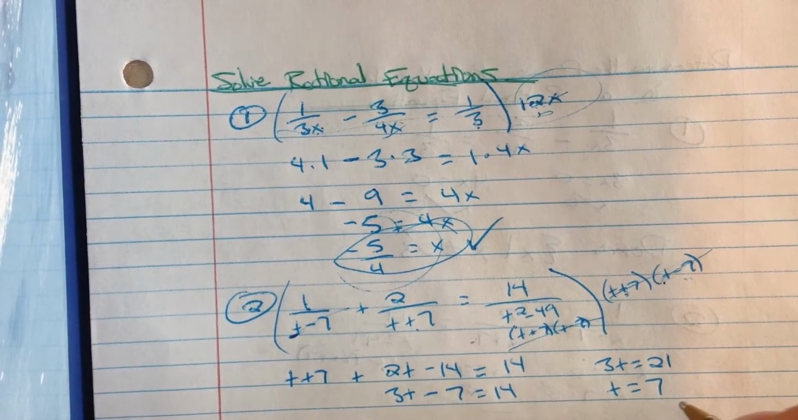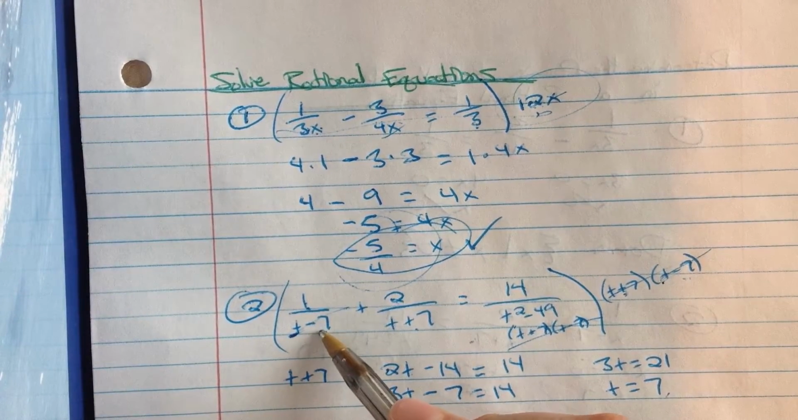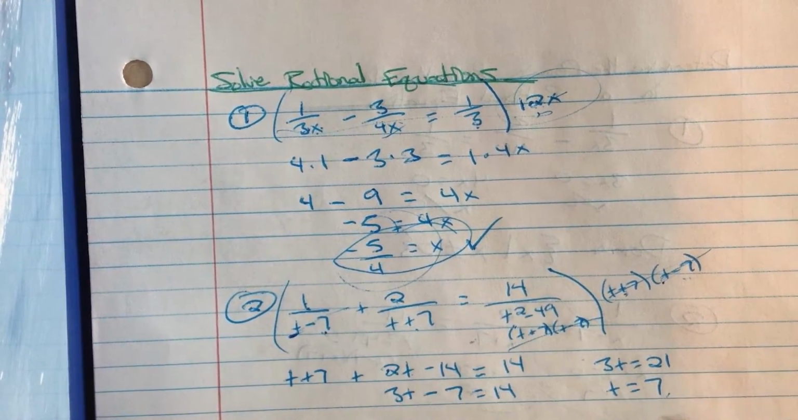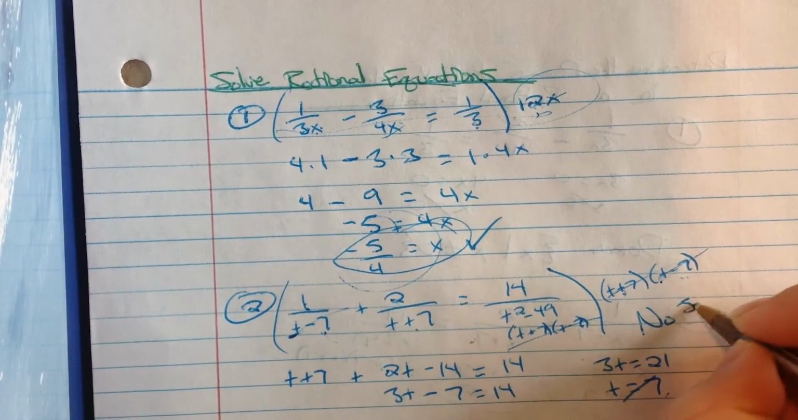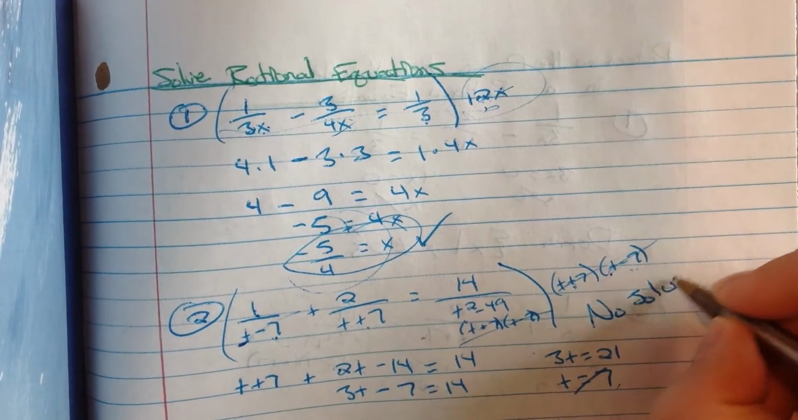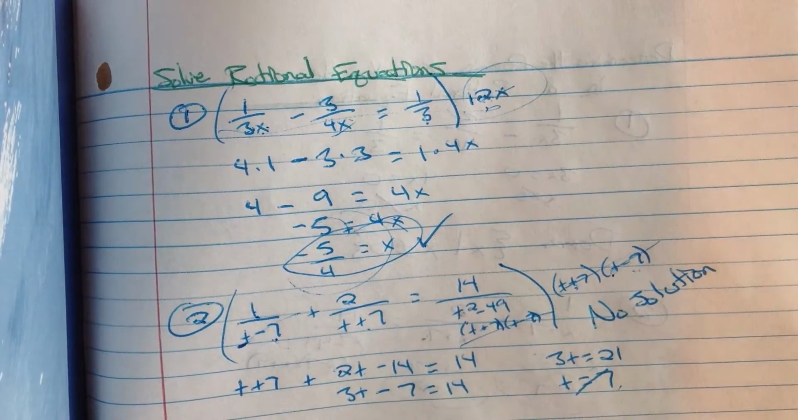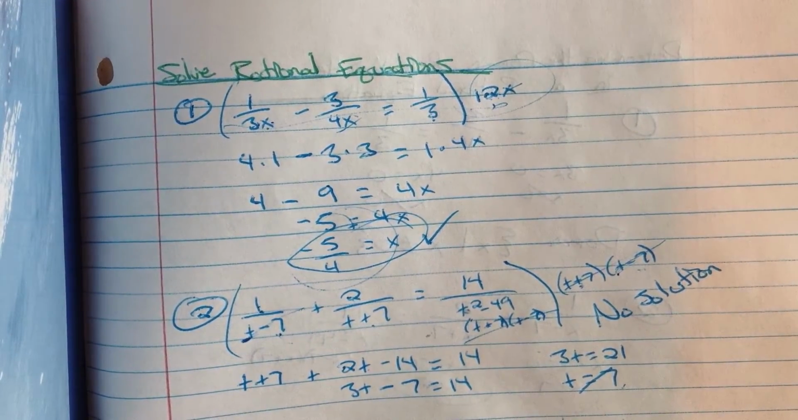But wait, 7 would make this denominator 0. It's not in the domain, so it can't be a solution. So this one has no solution. Because 7 is not in the domain, it cannot be a solution to this rational equation.